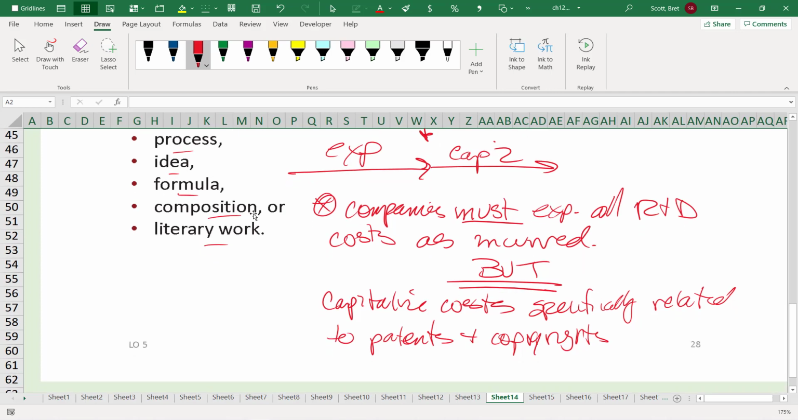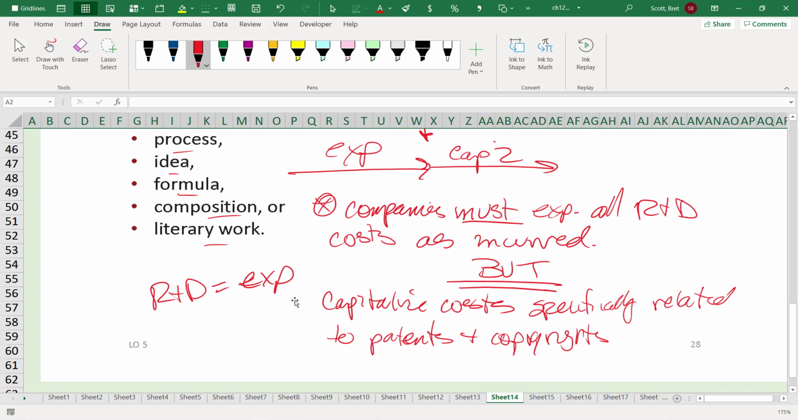So when you hear research and development, think expense. R&D equals expense. R&D equals expense. That's it. Period. Don't overthink this. When it's no longer R&D, when it's for a patent or it's for a copyright, that's different.